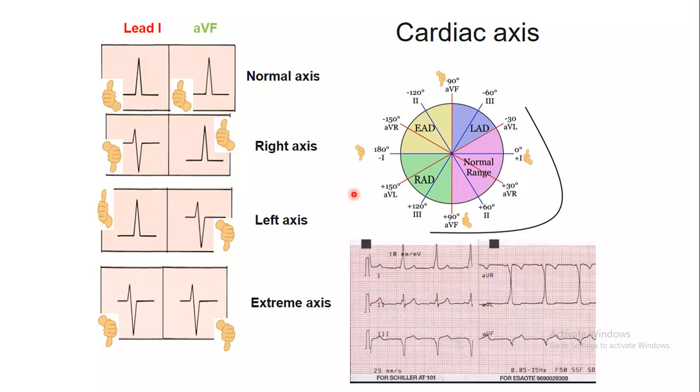And here is an example. We put the right hand here and the left hand here. The right hand is negative and the left hand is positive, so we have a left axis deviation.